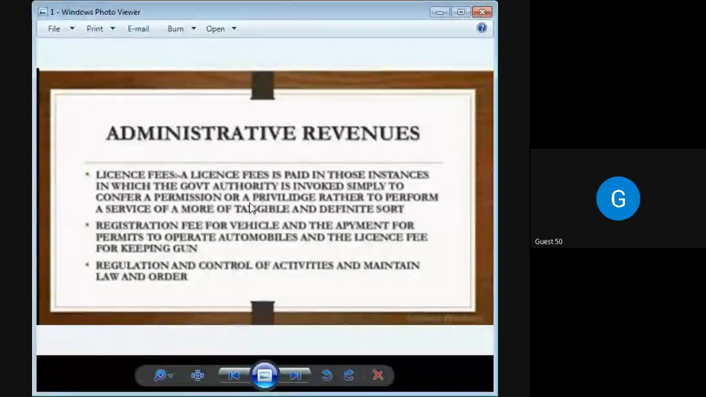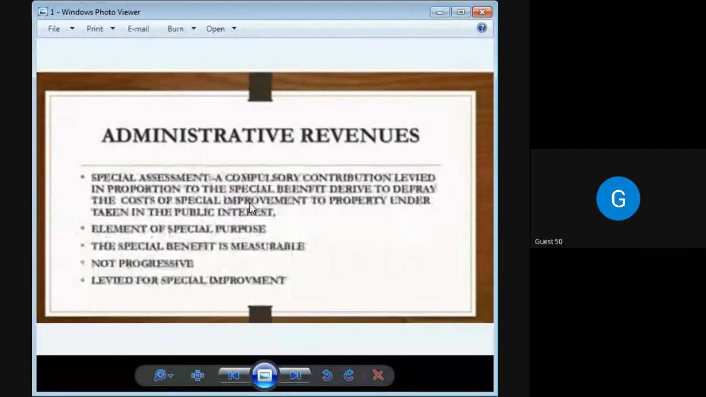Okay, so these are some sources of administrative revenue that can be called income of public revenue. Okay, income of government. Next is special assessment. What is a special assessment?